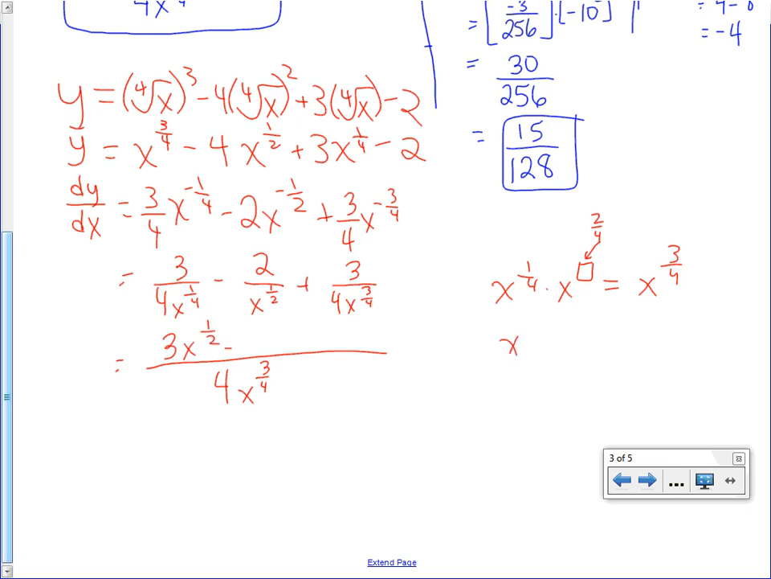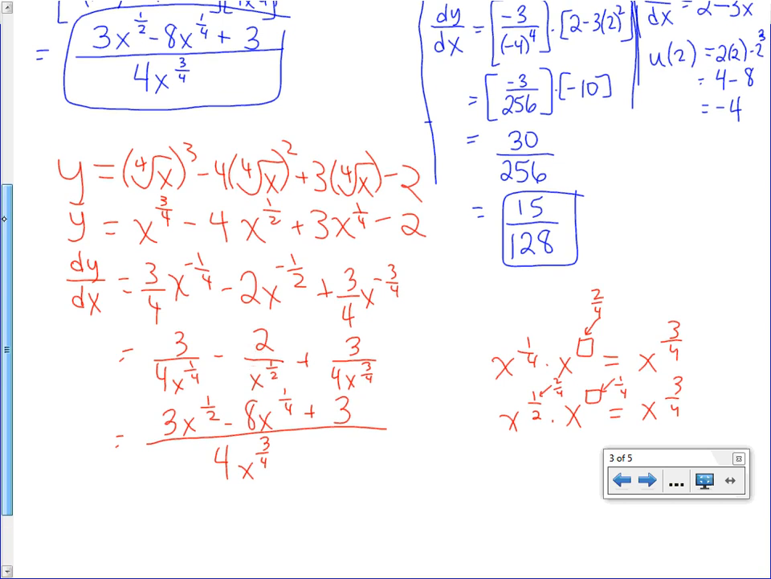So the next one is x to the half times a mystery power is x to the 3/4. This time you have to almost do, okay, well that's 2/4. 2/4 plus what is 3/4? 1/4. And this time I need the 4 because there was no 4 here. So I'm going to have to go 4 times 2, 8x to the 1/4. And then this one's the only one that's all good. It's all good to go. And voila, we did it.